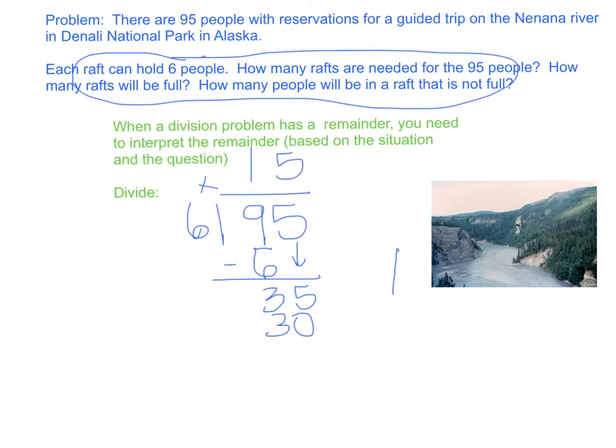Perfect. Okay. So let's go back to our division problem. 35 minus 30 is 5. So I have a remainder of 5. So now we have to interpret this remainder, because that's our objective here, to determine if it's a useful remainder based on the situation and the question. So the first part of the question, we'll go to that right now.